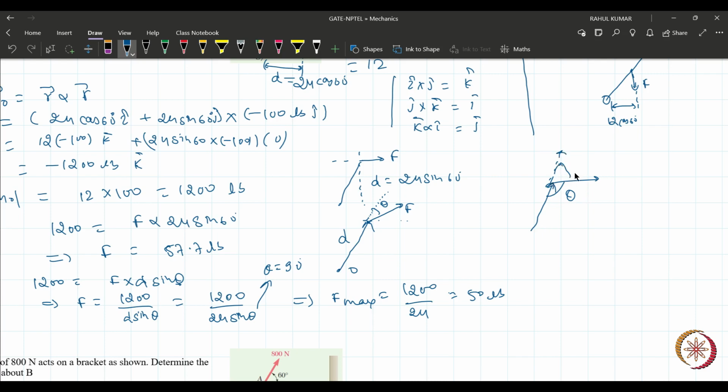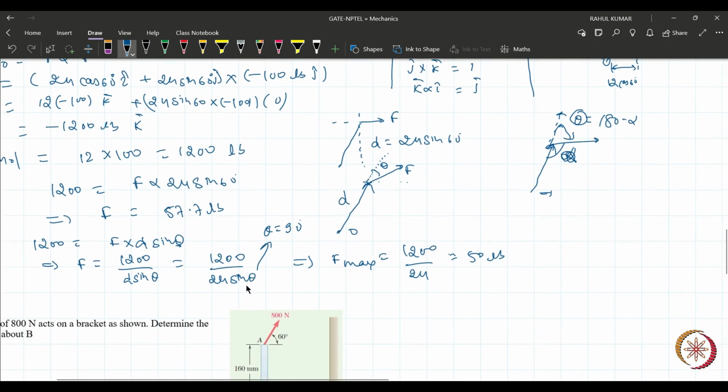Then what is the angle between these? Suppose this angle is alpha, and what will be theta? Theta will be 180 minus alpha, because this theta must be the angle between position vector and force. Now put this theta equal to 180 minus alpha. Anyhow you will get sine alpha, and anyhow you have to maximize sine alpha. According to this, alpha must be 90 degree. So again there will be this orientation. Did you get it?